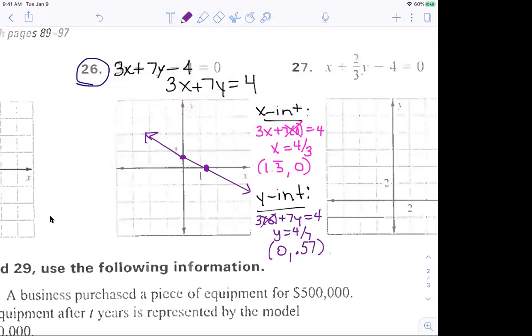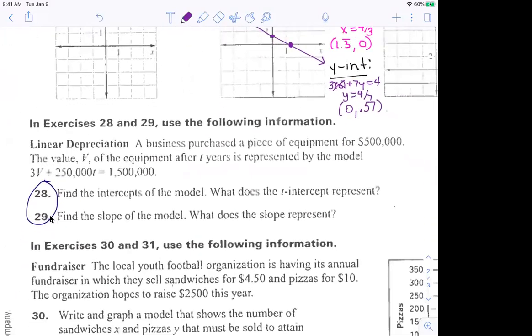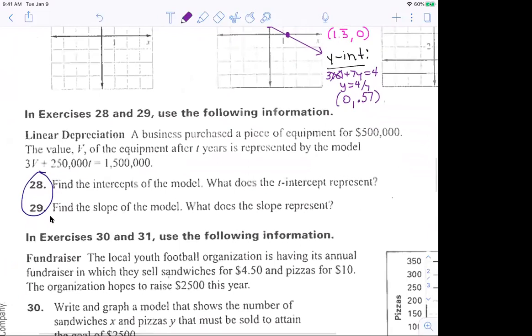So 26 kind of takes us into the word problem that was assigned, one of the two word problems. And this is talking about depreciation. If something depreciates, what does that mean? Brooke, do you know if something depreciates? What does it usually mean? Does it mean it loses value after time?